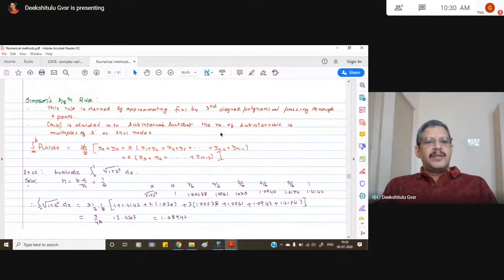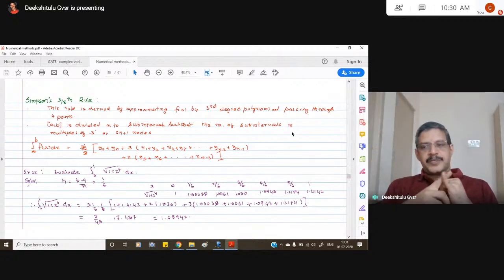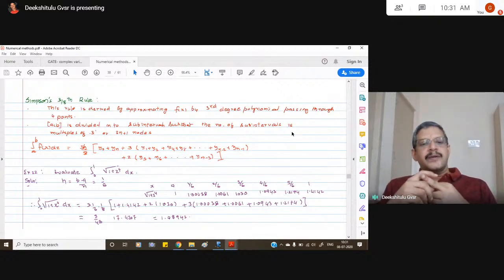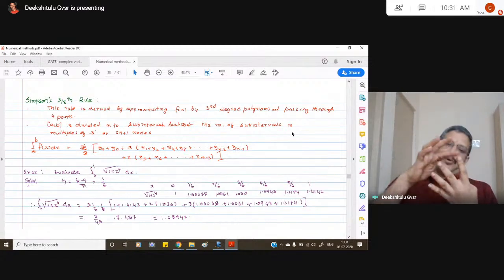So the rule is derived by approximating f of x by a third degree polynomial, as I said, a third degree polynomial passing through 4 points. Trapezoidal rule is a first degree approximation of the function by a first degree polynomial, that is a straight line. Simpson's 1/3 rule is approximation of f of x by a second degree polynomial passing through 3 points. And Simpson's 3/8 rule is derived by approximating f of x by a third degree polynomial passing through 4 points. So when I take 4 points, how many subintervals?